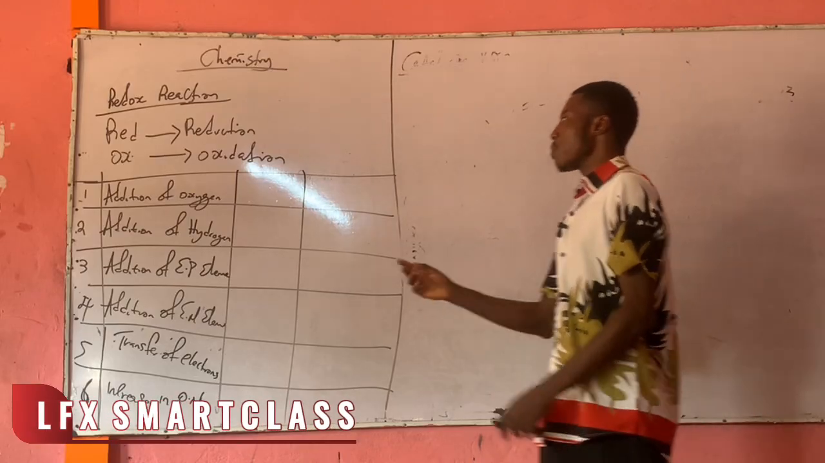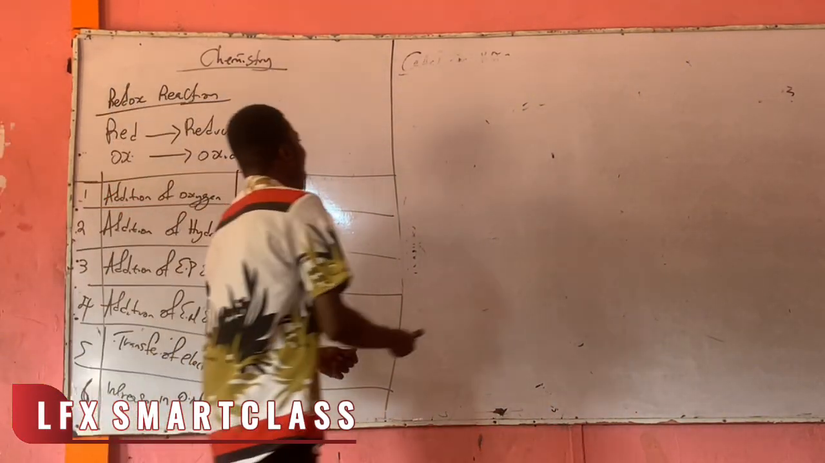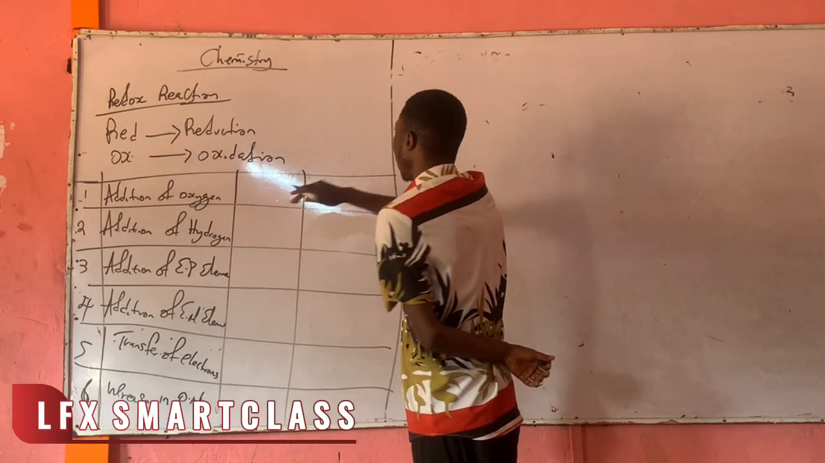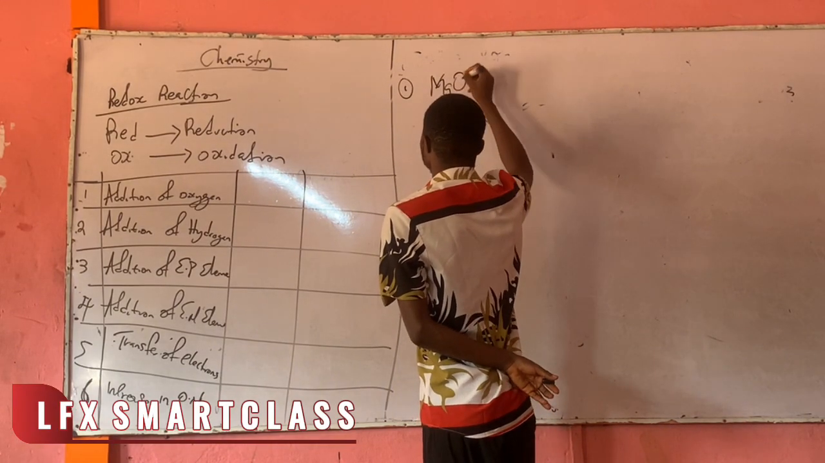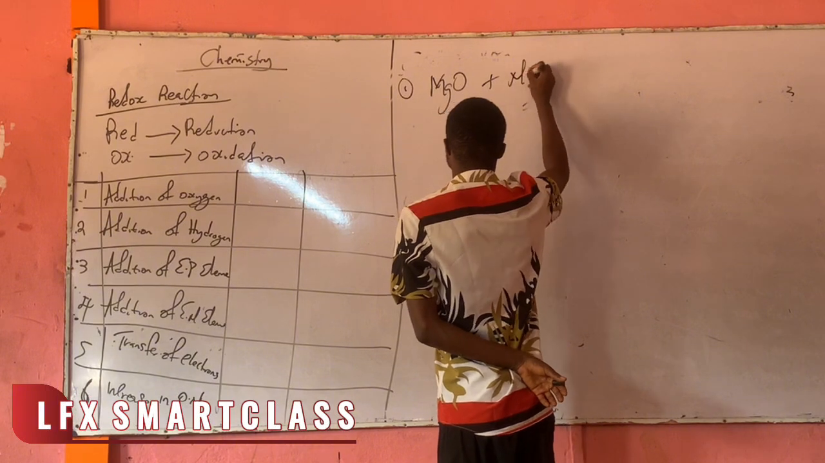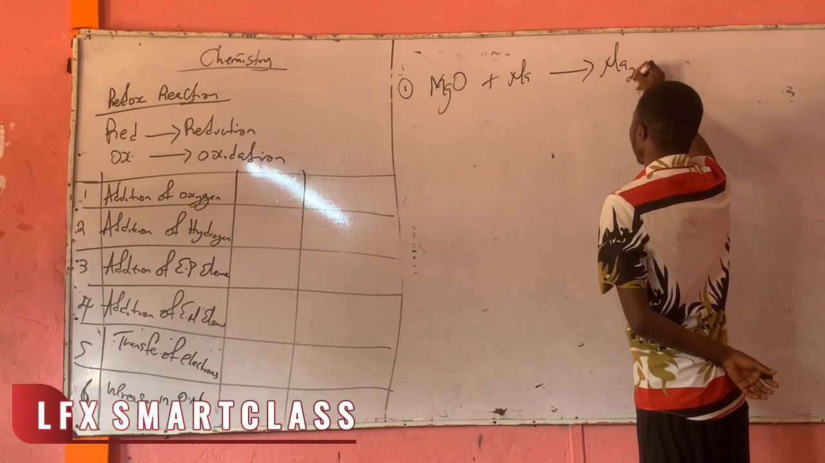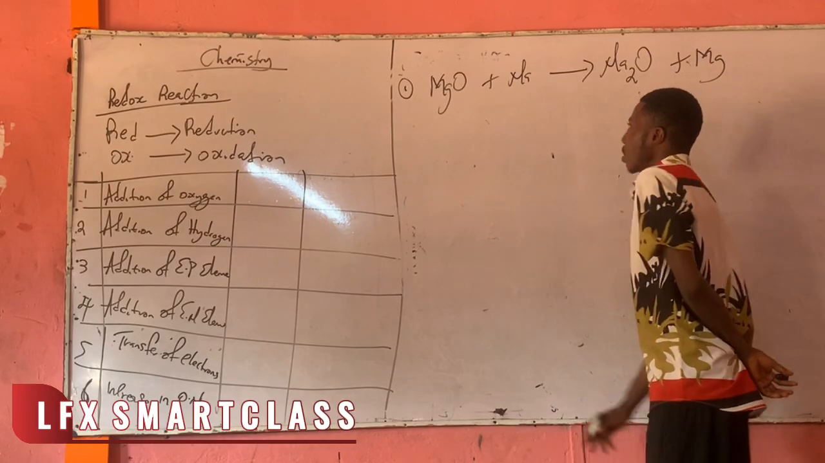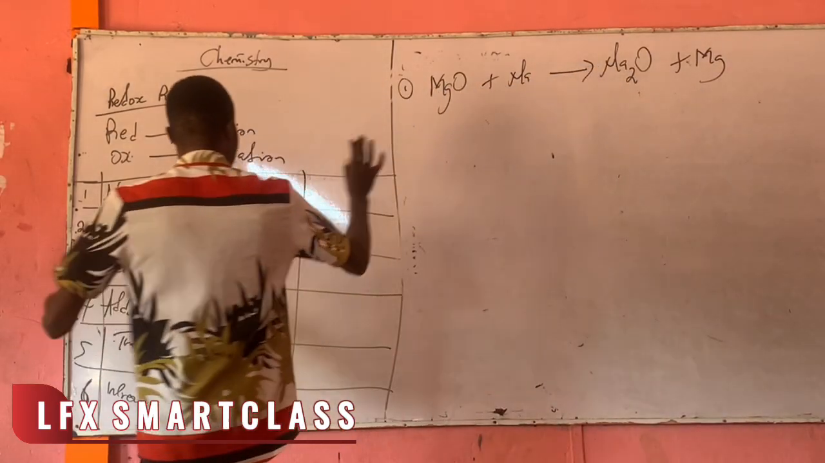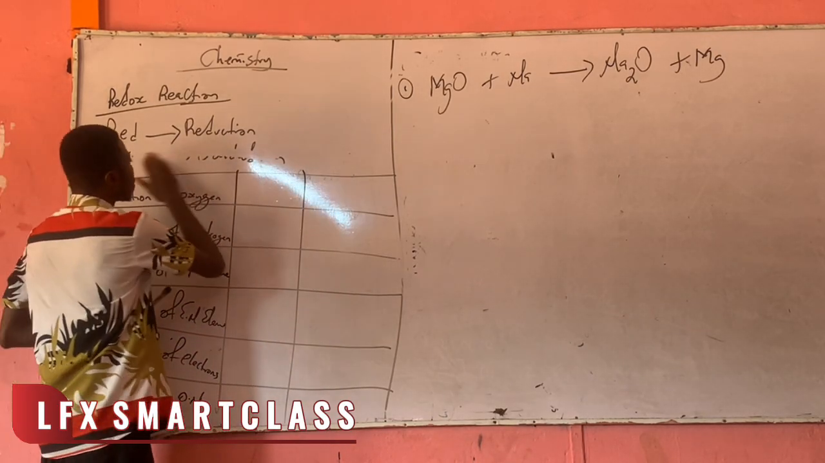Now, let's do the first one. We will have 2 elements, and we will use an example for each of them. We will have magnesium oxide reacting with something like sodium, and here we now have something like sodium oxide plus magnesium. Now, let's use this to illustrate. Addition of oxygen.